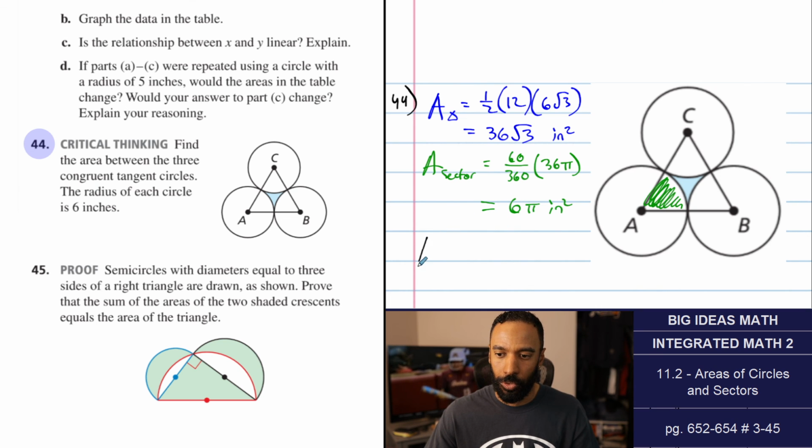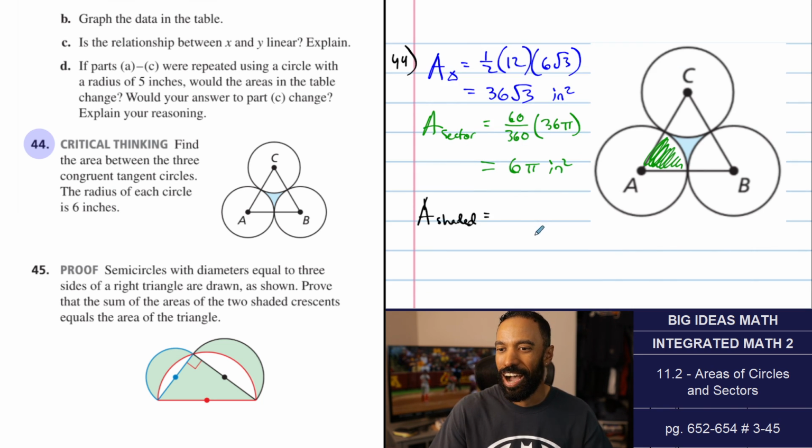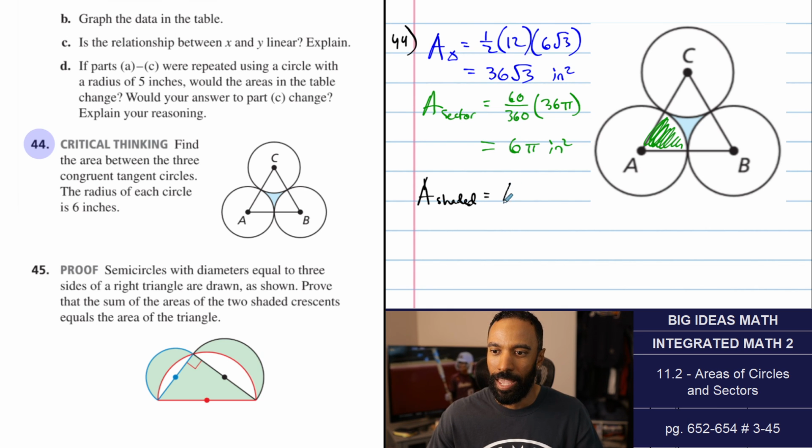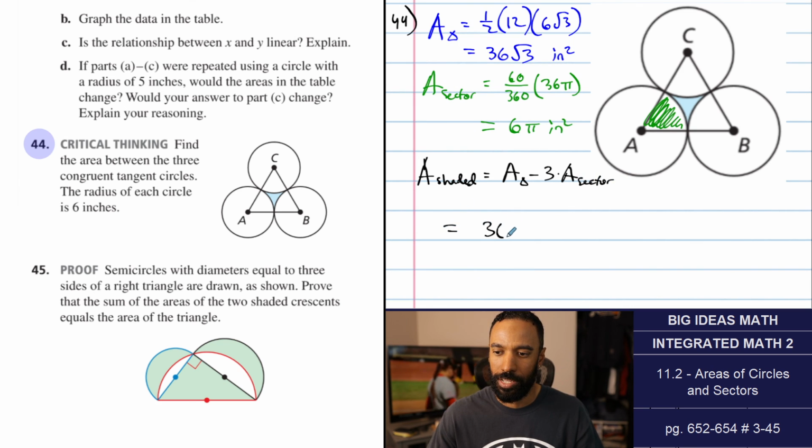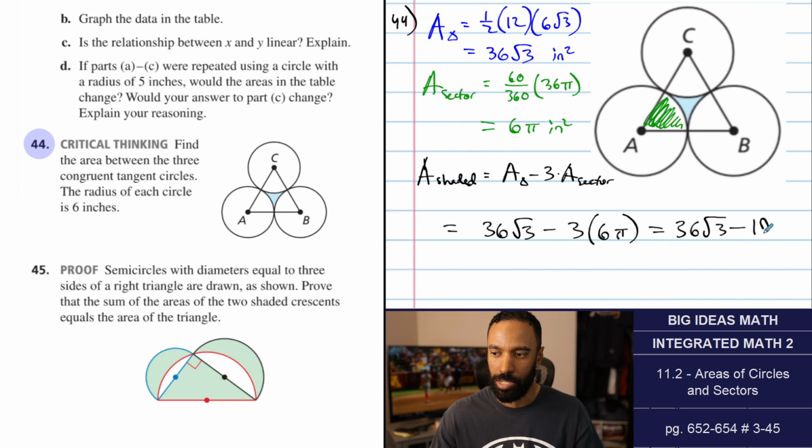The area of the blue shaded region, did they say shaded? Find the area of the 3 congruent, wait. Oh, between, yeah. The area that's shaded. I thought it said find the area of the 3 congruent tangent circles. I'm like, wait a minute. The area of the shaded region takes your area of the triangle minus 3 area of your sectors. So we're going to get 36 root 3 minus 3 times 6 pi, or 36 root 3 minus 18 pi.